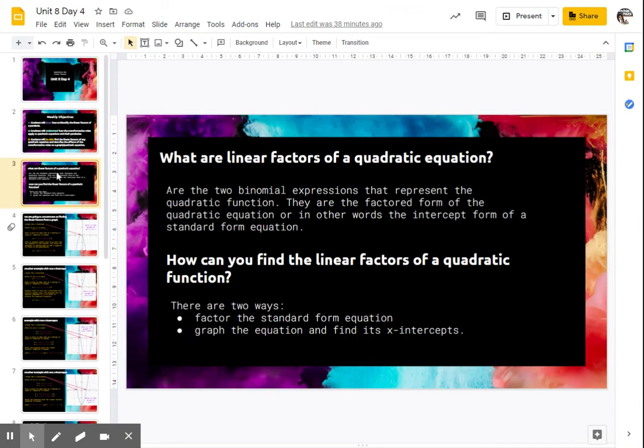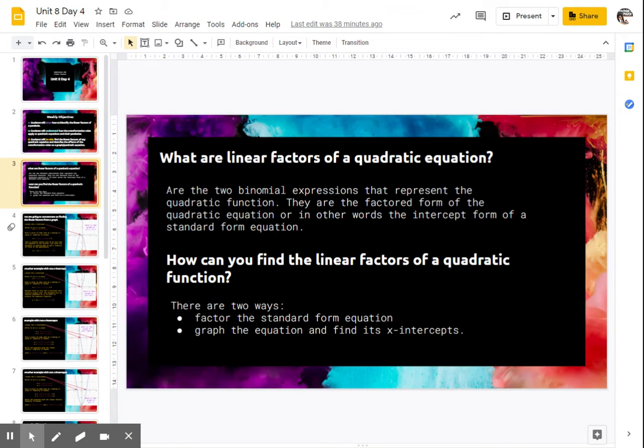So first of all, what are linear factors? They are the two binomial expressions that represent the quadratic function. So they are the factored form of the quadratic equation. Or in other words, they're the intercept form of the standard form. Okay? How can you find linear factors of a quadratic?